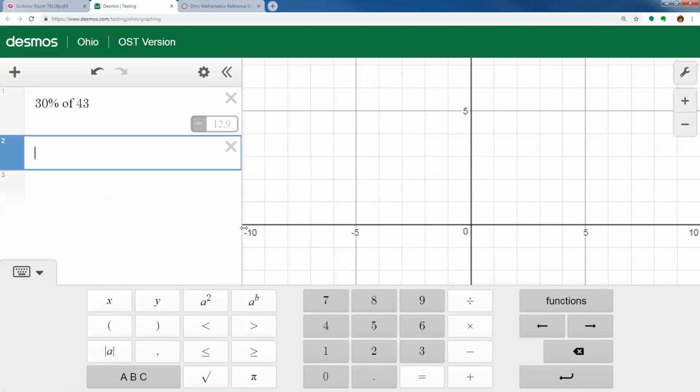If you forget, if you're like, do I put the 43 first or the 30%, hit the percent button. Okay, I'm on a phone, so it's not showing up a percent. I don't know what to go under.